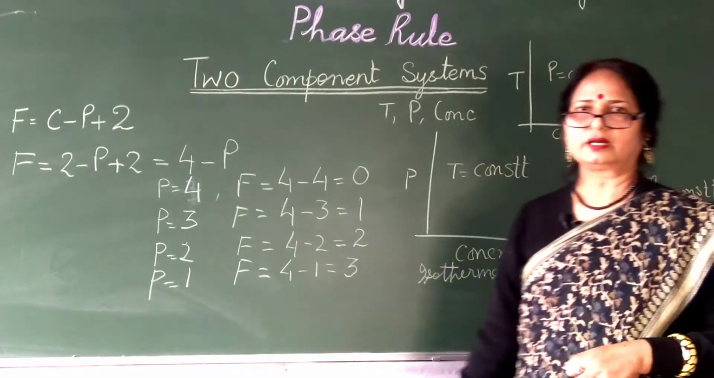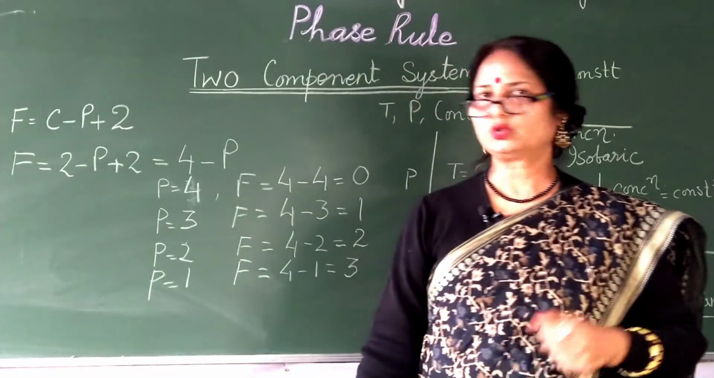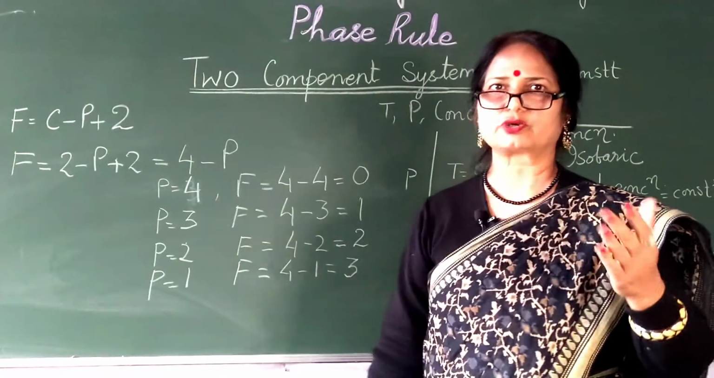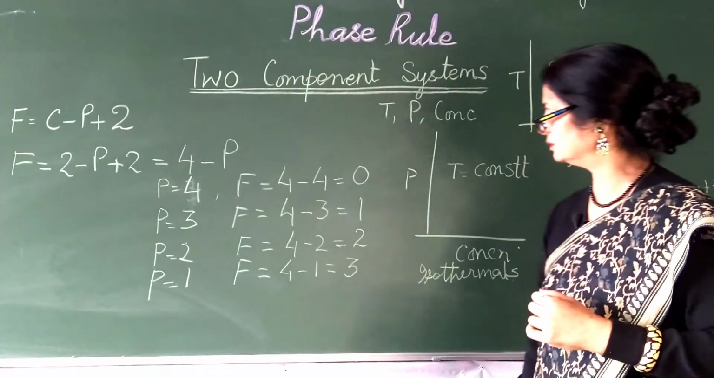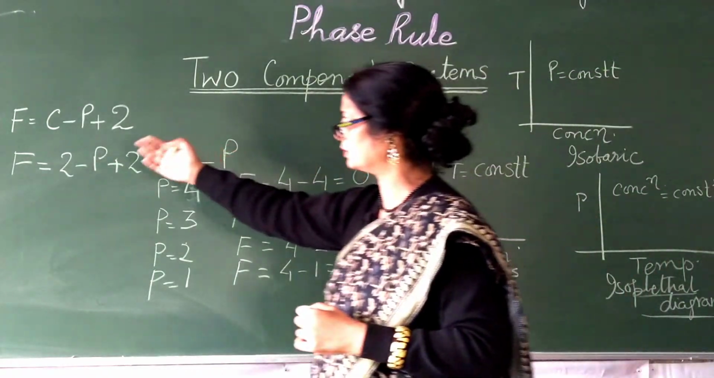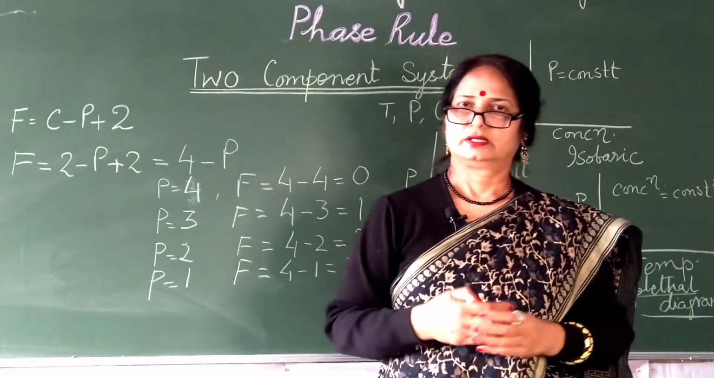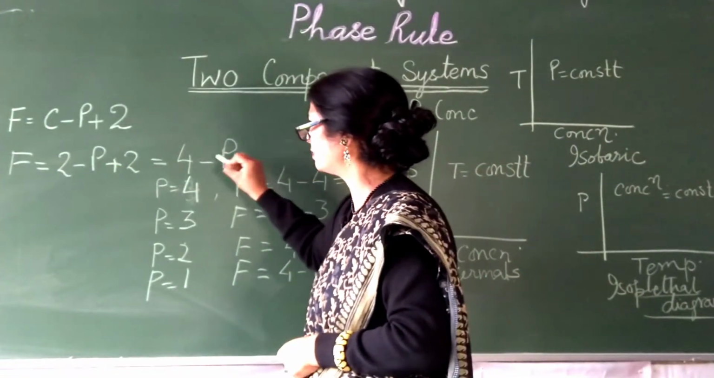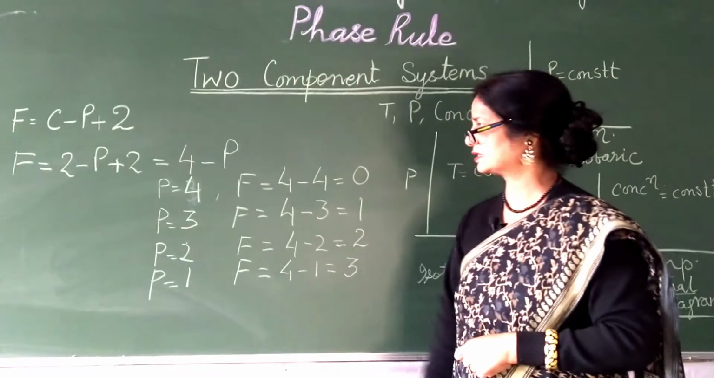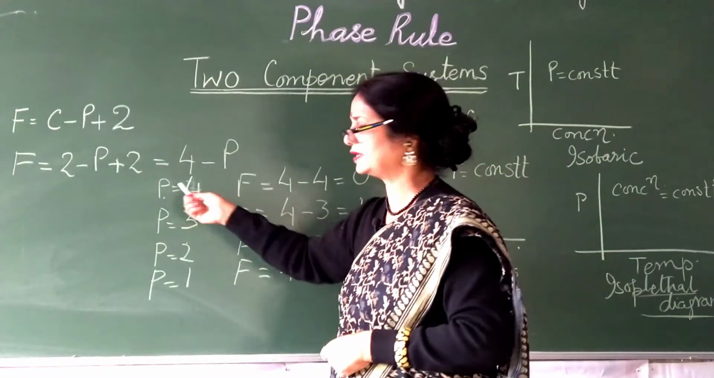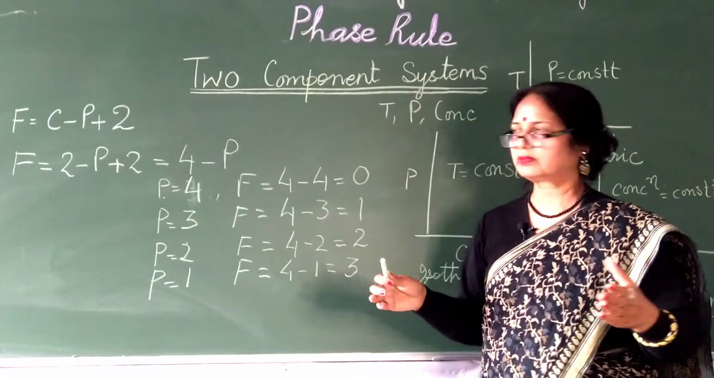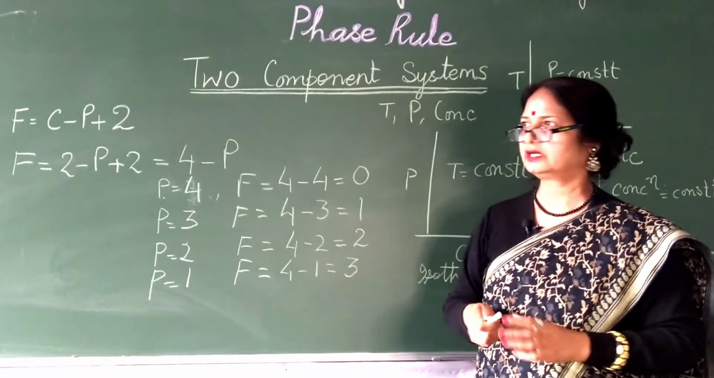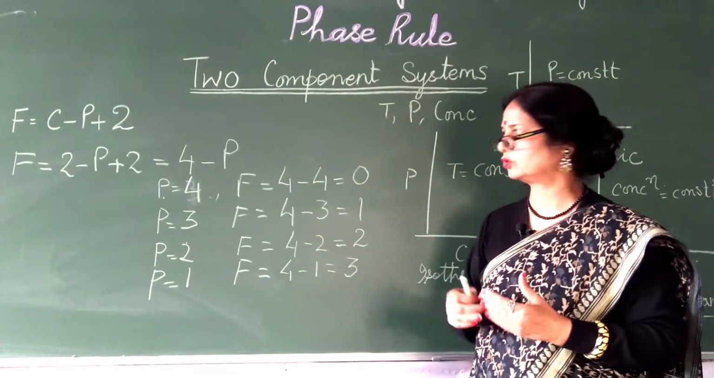In this way, we can study the two component systems which involve either the solid or the liquid equilibria, or the solid or the gas equilibria. We can see that we can calculate the degree of freedom when two components are present. When two components are present, F comes out to be 4 minus P, and the various arrangements can be: when the number of phases is 4, which means the maximum number of phases that can exist is 4, then F comes out to be 0, and the system is non-variant.